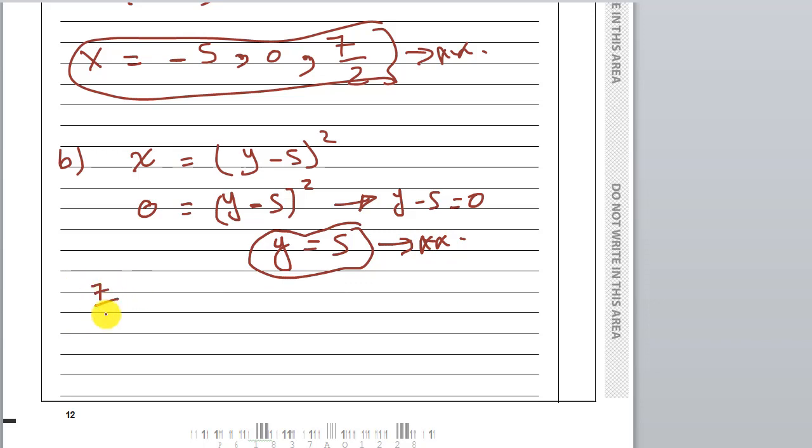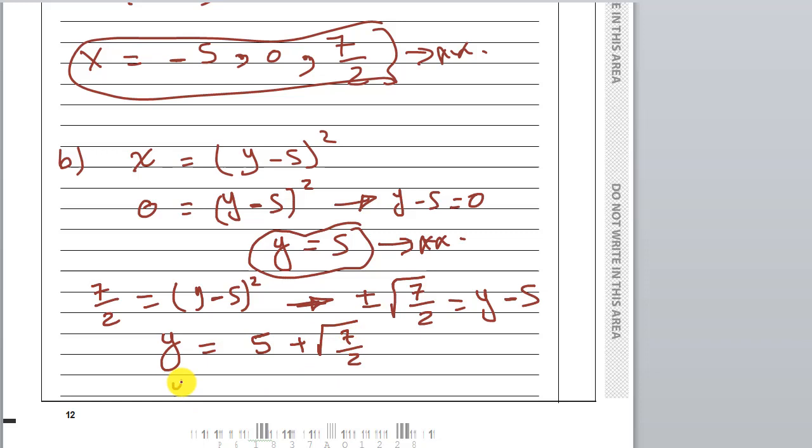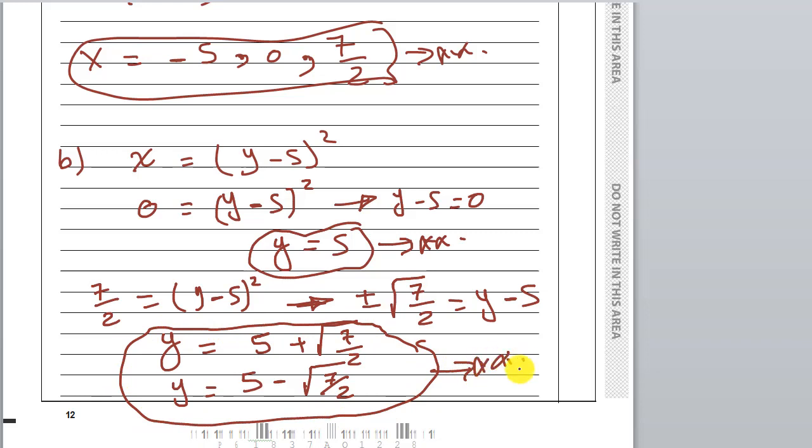Second one, 7 divided by 2 will equal (y minus 5) squared. So from here, plus or minus square root of 7 over 2 will equal y minus 5. So y equal to 5 plus square root of 7 over 2, and y equal to 5 minus square root of 7 divided by 2. So this is again the value of y. So y equal to 5, y equal to 5 plus square root of 7 divided by 2, y equal to 5 minus square root of 7 divided by 2. Remember all the time plus or minus when you take the square root. When you take square root of both sides, remember to add plus or minus.